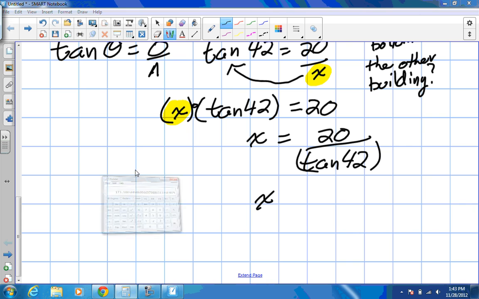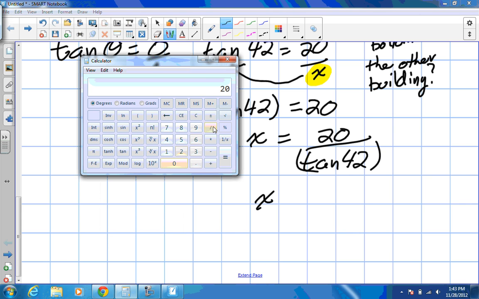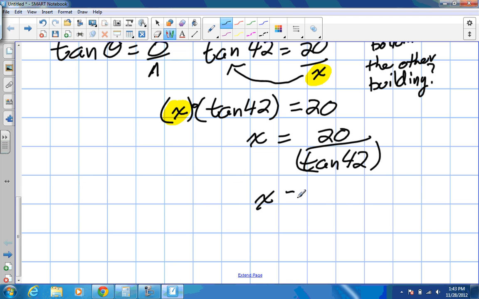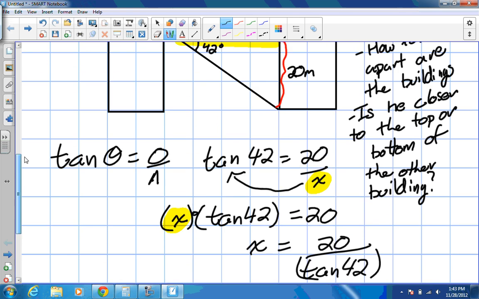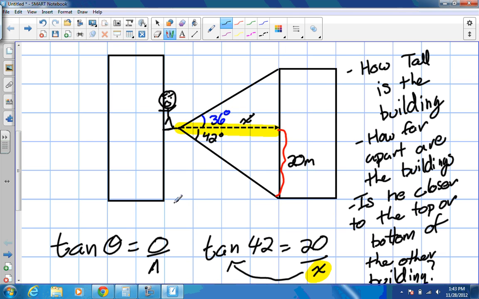This is where we take out our calculators and try to figure this out. So we have 20 divided by bracket 42 tan end bracket equals 22.21. Okay, we'll leave it at 22.2. So the distance to the other building happens to be 22.2 meters.